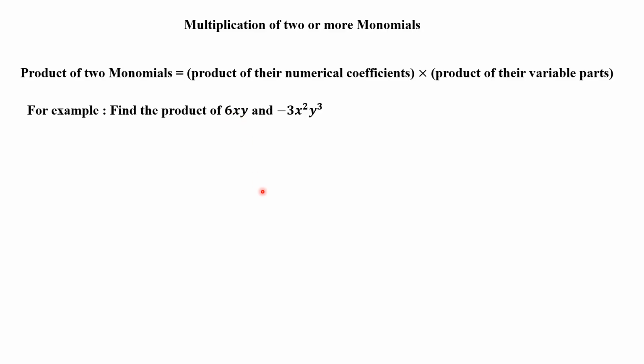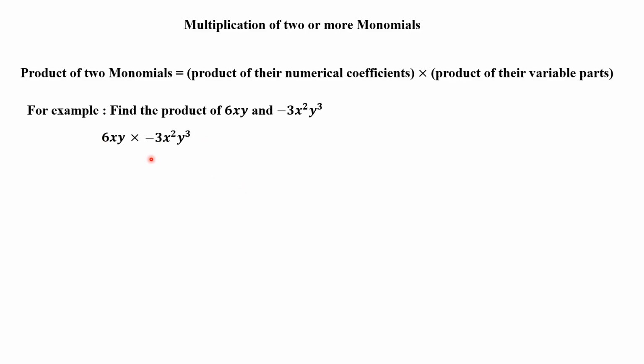So now first of all you have to understand what is the numerical coefficient of any term. As it says numerical, it is related to number. So in 6xy the numerical coefficient is 6, whereas in minus 3x square y cube the numerical coefficient is minus 3. So first you have to multiply 6 and minus 3, and then you have to multiply the variable part, which is xy in the first term and x square y cube in the second term. And in between you have to use the laws of exponent also. Because when you multiply a variable you have to add the powers, right? So you have to use the laws of exponents also.